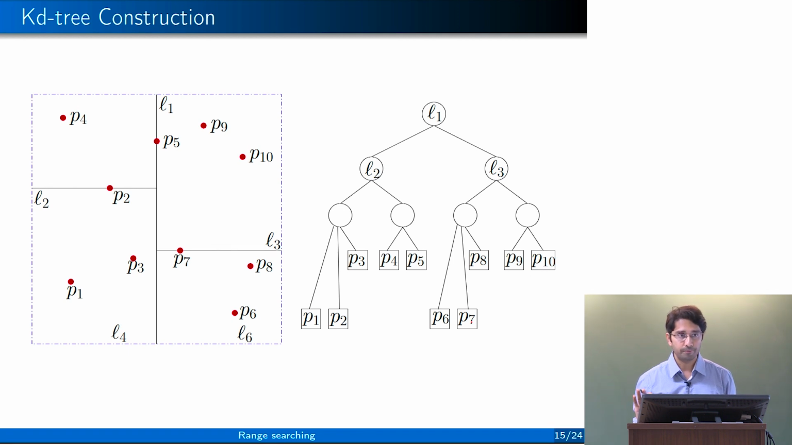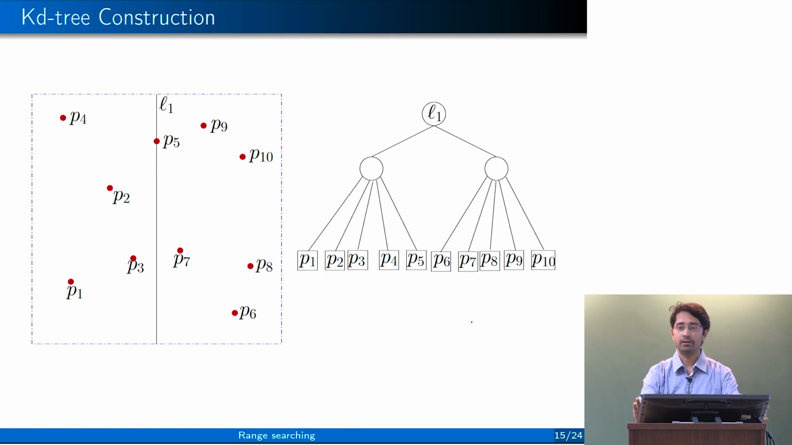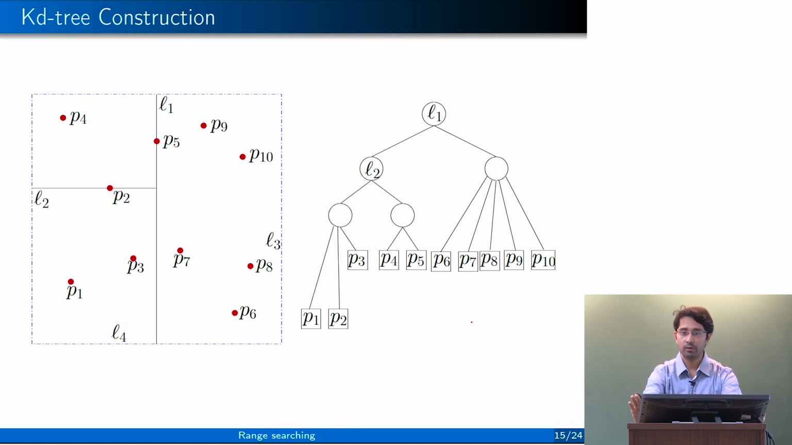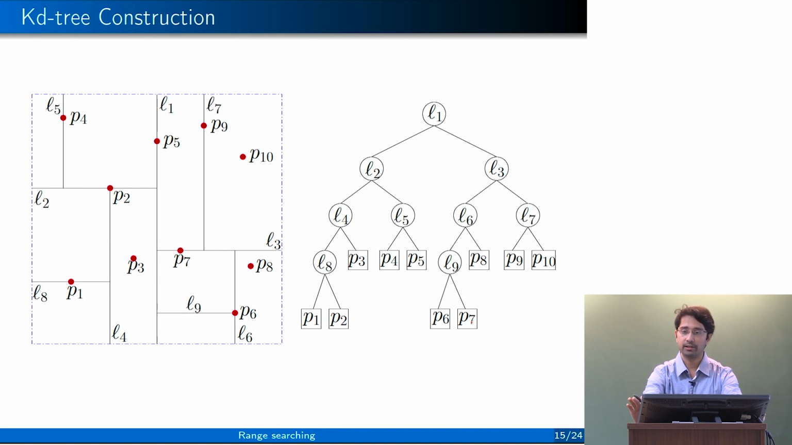Simple construction, and I will continue doing the same thing. Then I will find L4: first x, then y, then x, then y. X followed by Y every time. This is the scheme. Median x coordinate, median x coordinate. Median y, median y. Median x, median x, and continue like this.